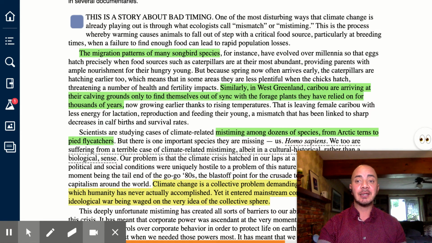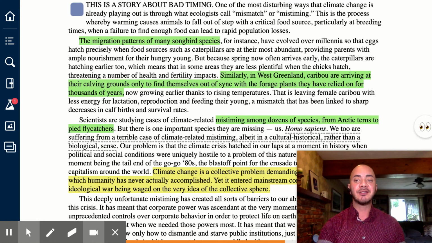Similarly, in West Greenland, caribou are arriving at their calving grounds only to find themselves out of sync with the forage plants they have relied on for thousands of years, now growing earlier thanks to rising temperatures. That is leaving female caribou with less energy for lactation, reproduction, and feeding their young, a mismatch that has been linked to sharp decreases in calf births and survival rates. Scientists are studying cases of climate-related mistiming among dozens of species, from Arctic terns to pied flycatchers." I'm going to pause there again.